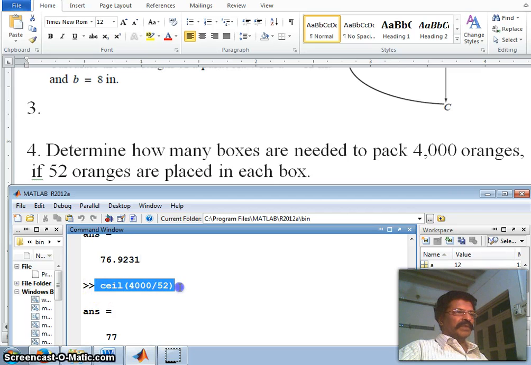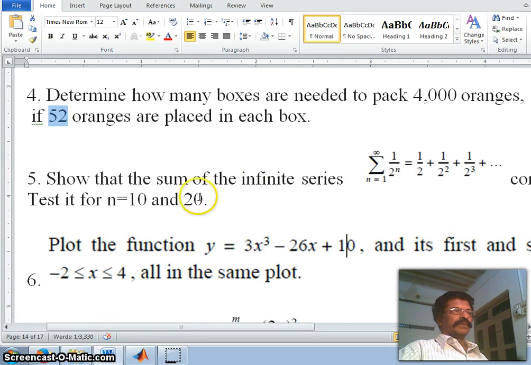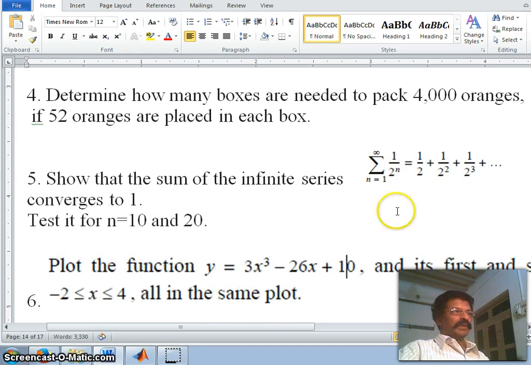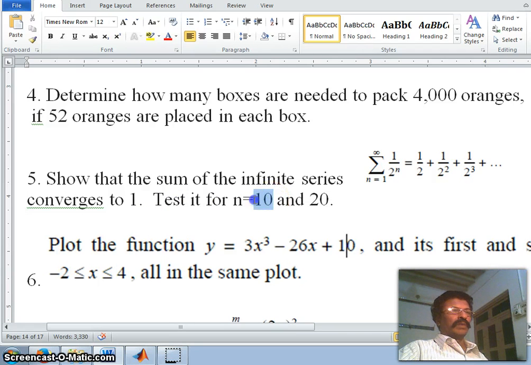Here the purpose of the question is to know whether you can use the proper function of the ceiling. Alright, now next question. Show that the sum of the infinite series 1 by 2, 1 by 2 square, 1 by 2 cube, up to 1 by 2 power n, with n equal to 10, converges to 1. Therefore 1 by 2 is common, the power is 1, 2, 3, 4 up to that.